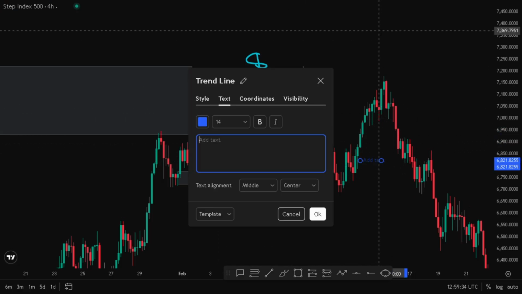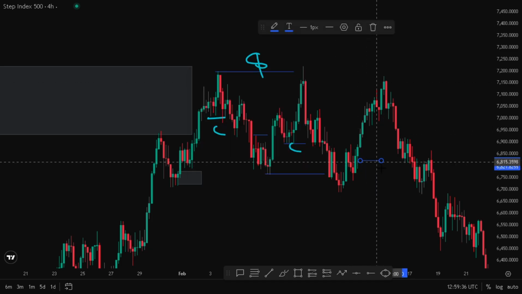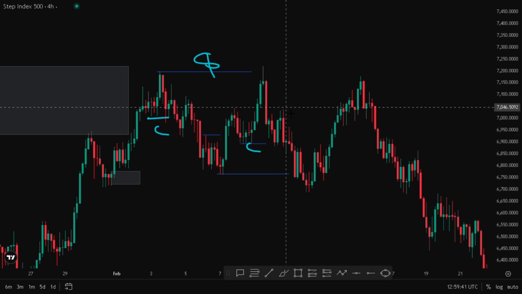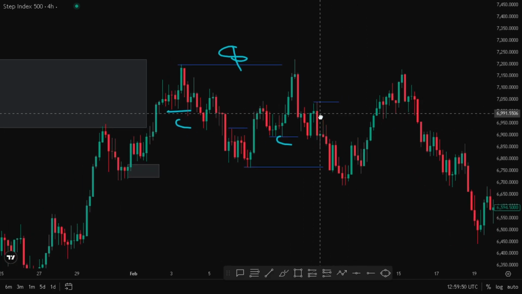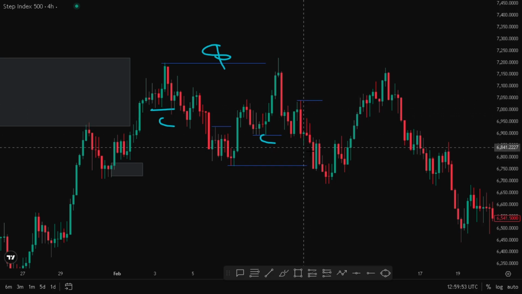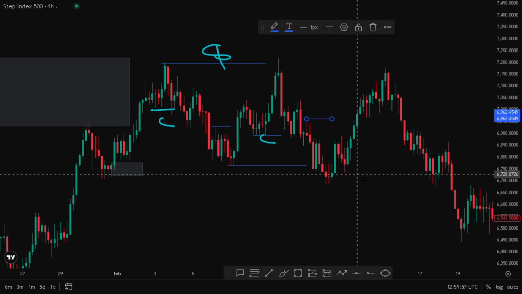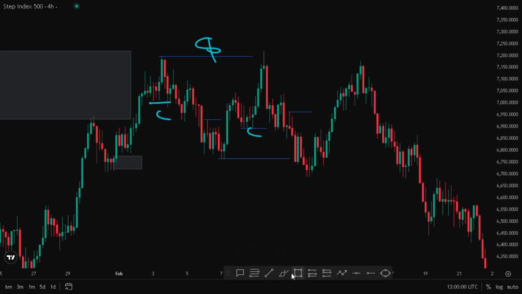So if I mark this level as my change of character, it means I will need to look for inducement. And this will serve as my inducement. You can see this will serve as my inducement. And if market refuses to mitigate it, then I will shift this inducement to this level. And at the end of the day, where is my POI? My POI will rest above here. This is the only extreme POI that I have.